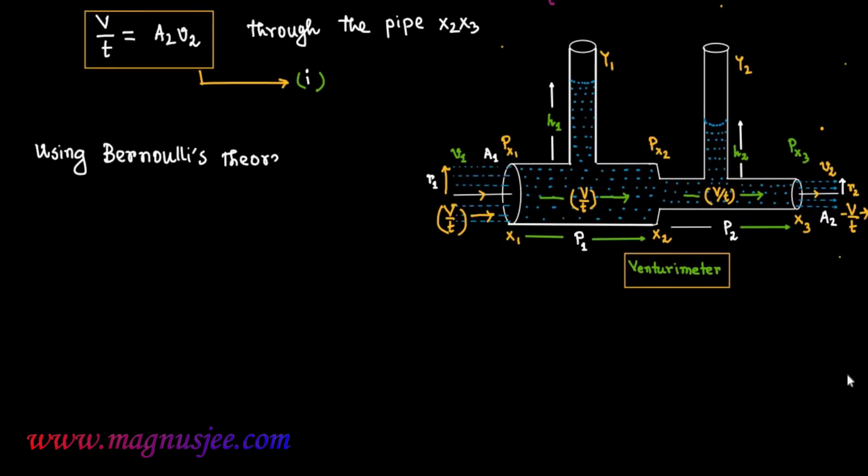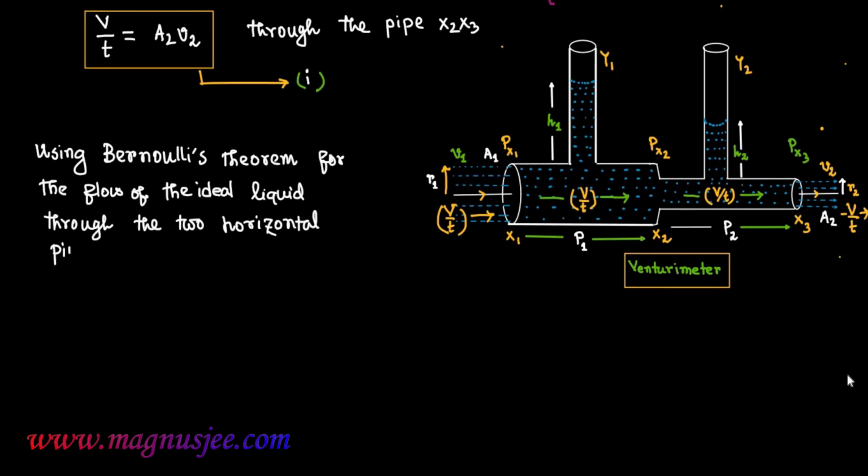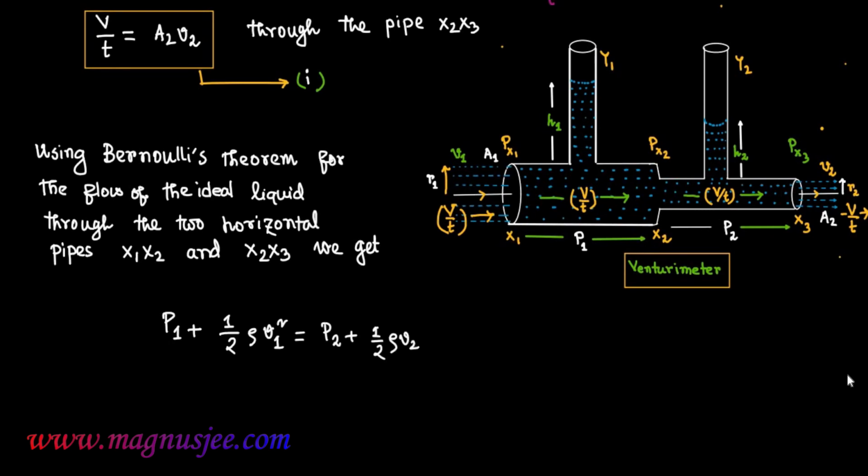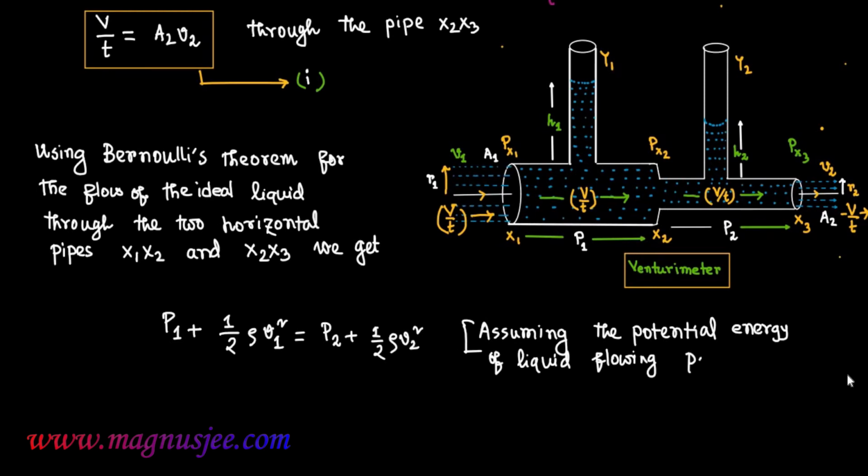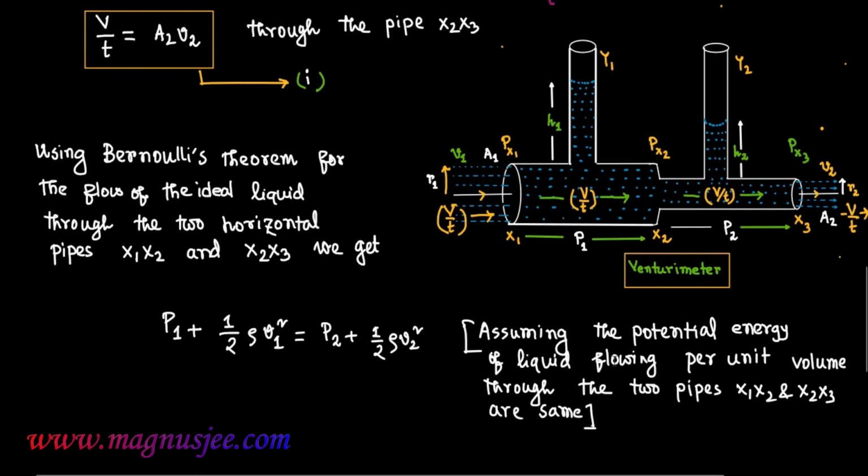Using Bernoulli's theorem, we get, for the flow of ideal liquid through the horizontal pipes x1, x2 and x2, x3, P1 + ½ρV1² = P2 + ½ρV2², assuming the potential energy of liquid flowing per unit volume through the two pipes x1, x2 and x2, x3 are the same.